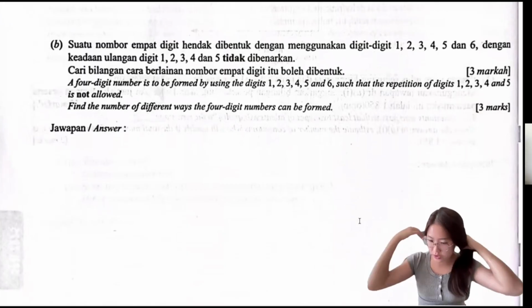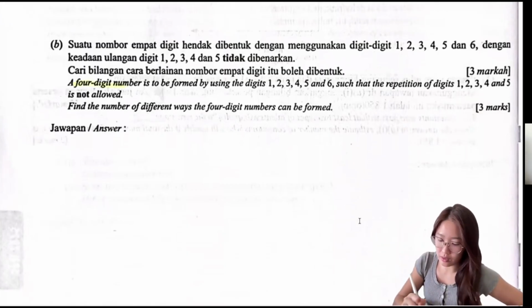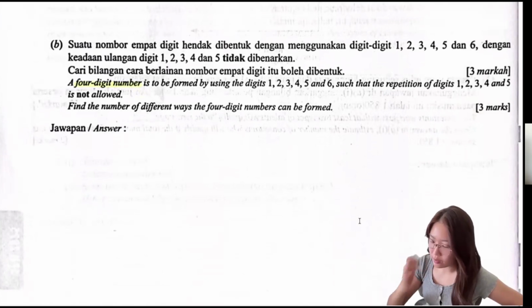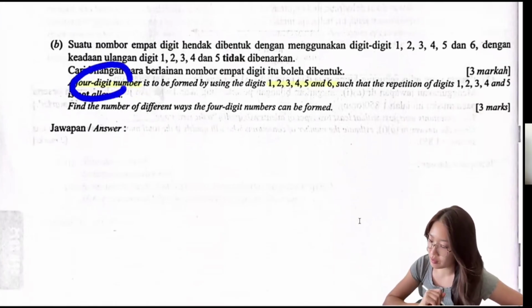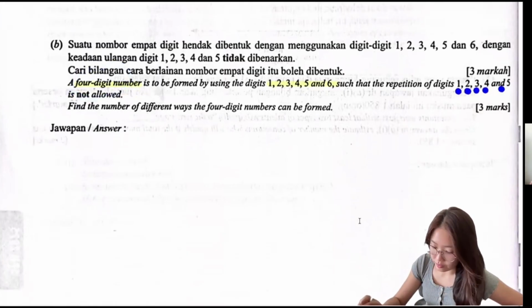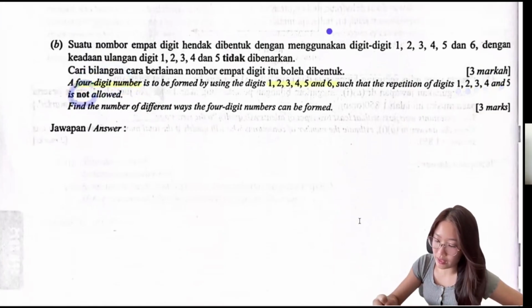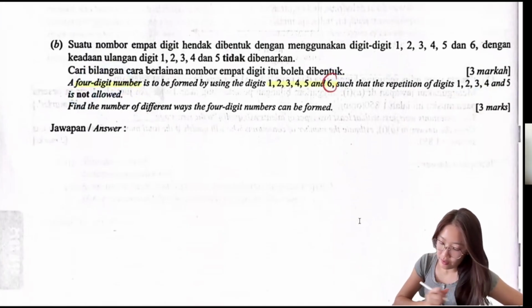A 4-digit number is to be formed. Okay, this is the keyword. By using 1, 2, 3, 4, 5, 6. 6 numbers, but you need to arrange 4 only. Such that the repetition of digit 1, 2, 3, 4, 5 is not allowed, meaning 6 you can repeat. Only 6 can be repeated. The rest cannot. Find the number of different ways the 4-digit numbers can be formed.